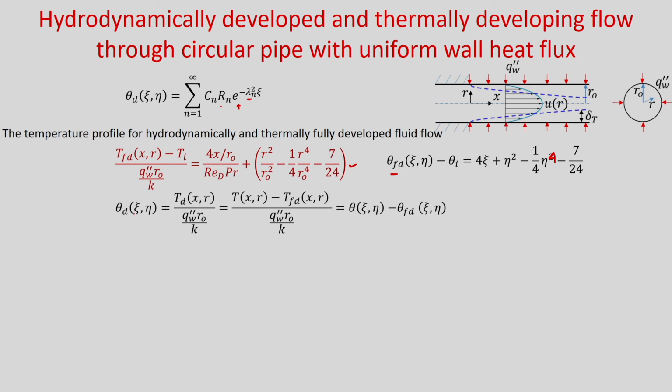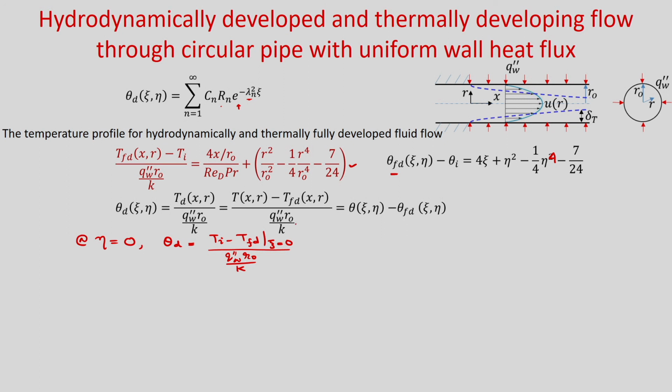Now theta_d we have defined as T_d by q double prime w r naught by k, and T_d is nothing but T minus T_fd, that means theta minus theta_fd. Now apply the boundary condition at zeta equal to 0, we know theta_d is equal to T_i minus T_fd at zeta equal to 0 divided by q double prime w r naught by k. So this we already know.